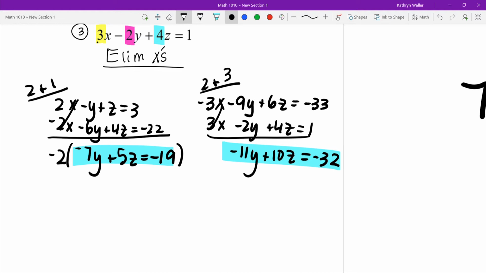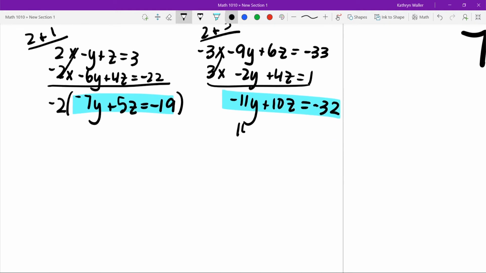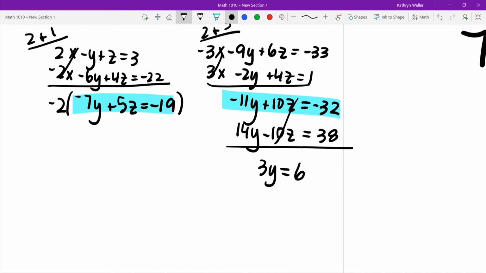Okay. Distribute the -2 and you get 14y minus 10z equals 38. Z's go away. So I have 3y equals 6. Divide by 3, y equals 2.